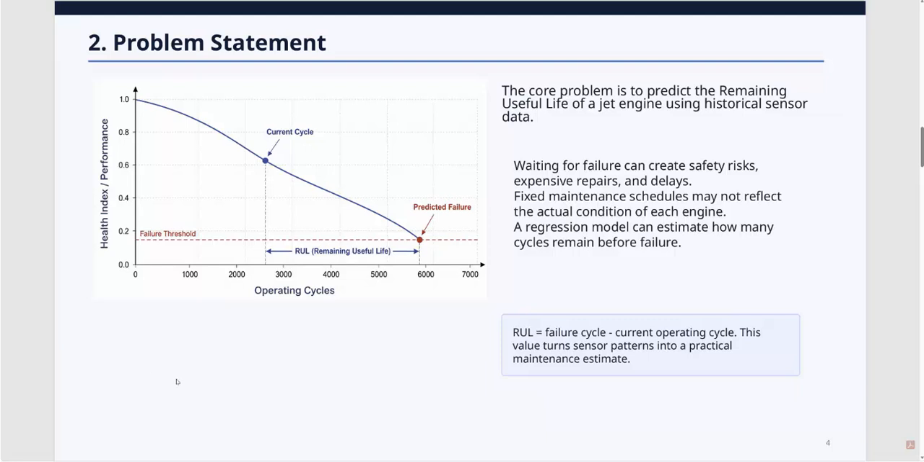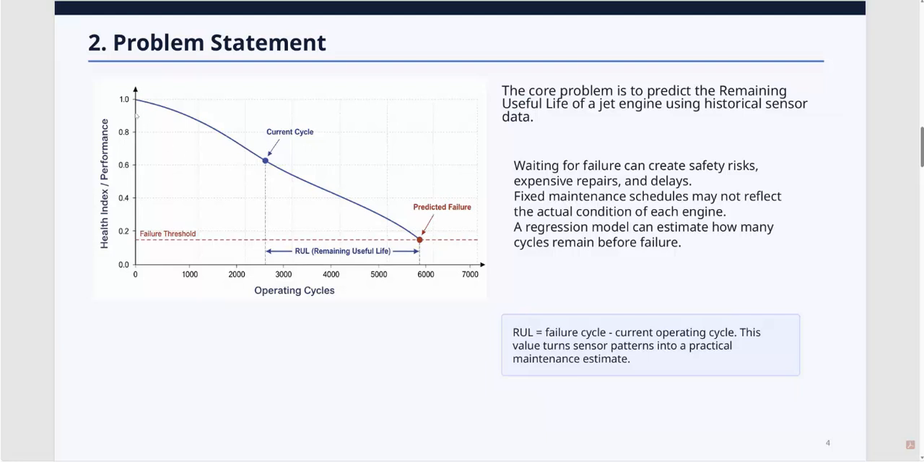We have a diagram here and let's dive into it. So this diagram shows how the engine's condition slowly gets worse as the number of operating cycles increases. The x-axis shows the operating cycles and the y-axis shows the health index or performance, which is a measure of the engine's condition. The blue line shows degradation.